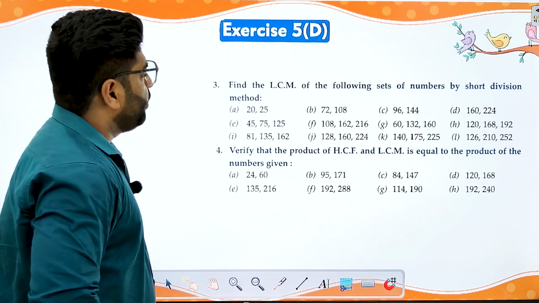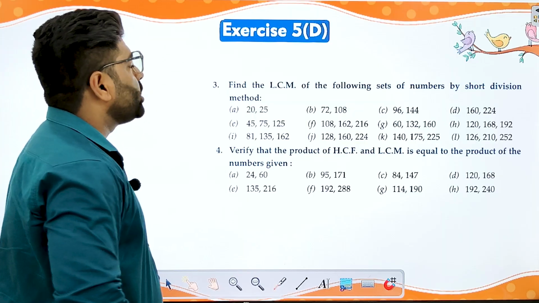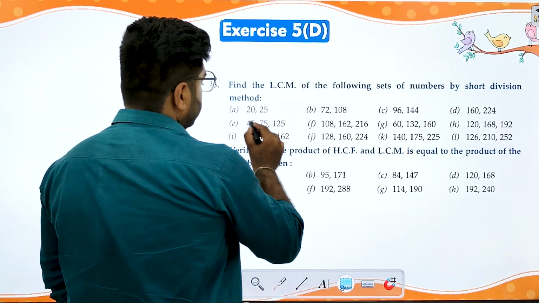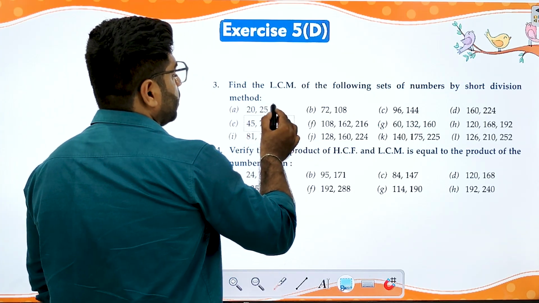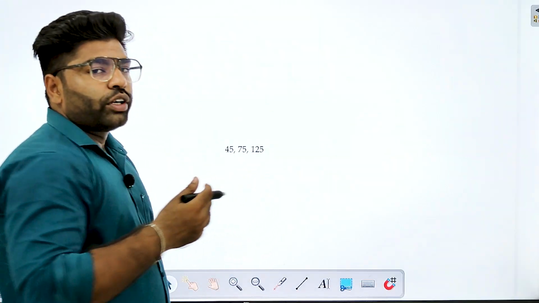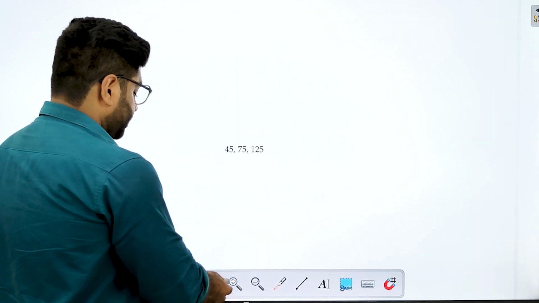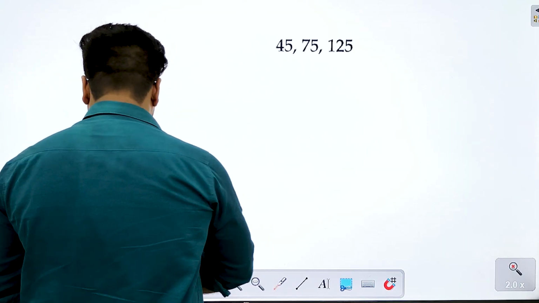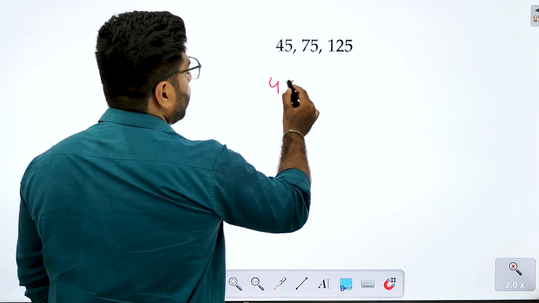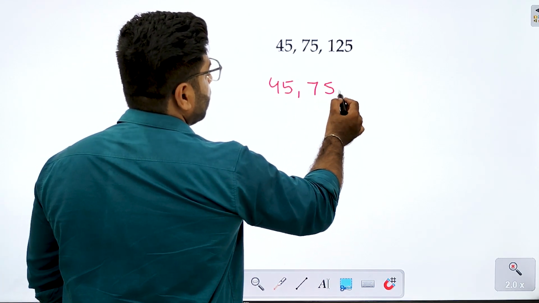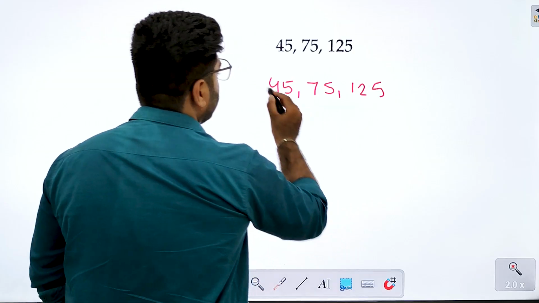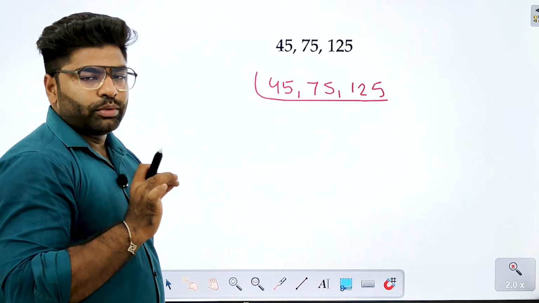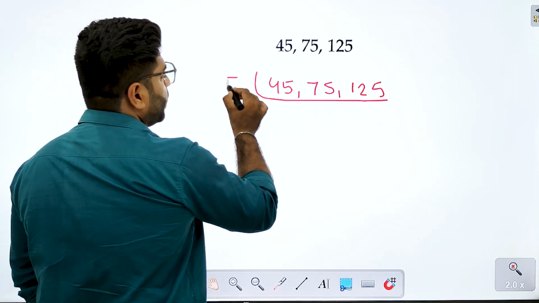Now we are having question number 3. Find the LCM of the following sets of numbers by short division method. Let's pick up one question here, just like the E part. We are going to find out the LCM by short division method. So we have to just write the numbers 45, 75, and 125. Now you have to divide these three numbers by a common number. Just like I am going to divide it by 5.